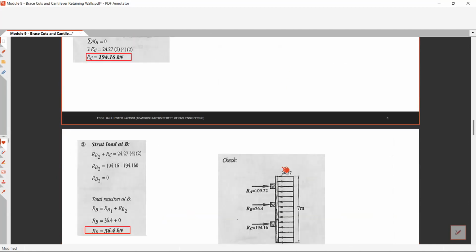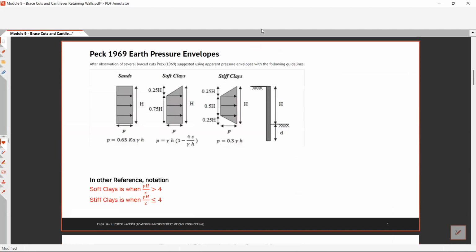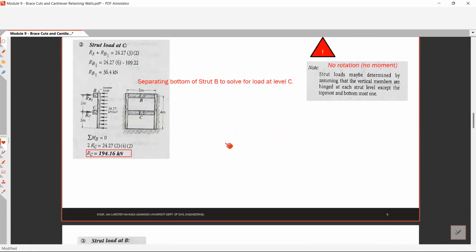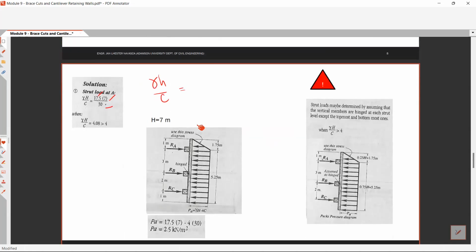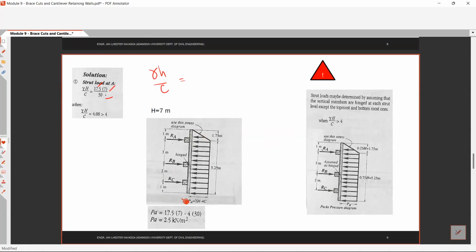So going back to the assumed earth pressure envelope or earth pressure diagram, when gamma H over C is greater than 4, the assumption is a soft clay. Okay, this one. So meaning, ito yung pressure diagram natin. So linearly increasing from 0 to 0.25 H, and uniform pressure from 0.25 H to 1.0 H. Okay, so that is our pressure diagram. So therefore, our pressure diagram is this one.